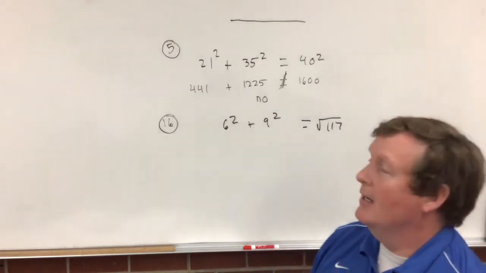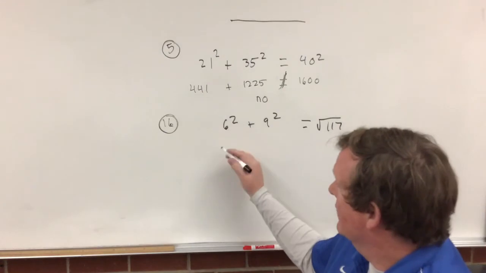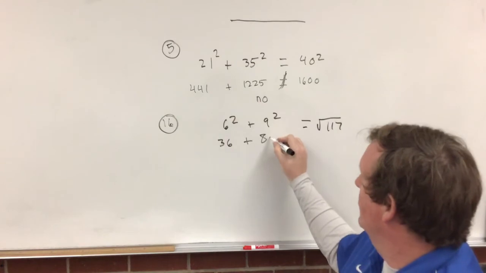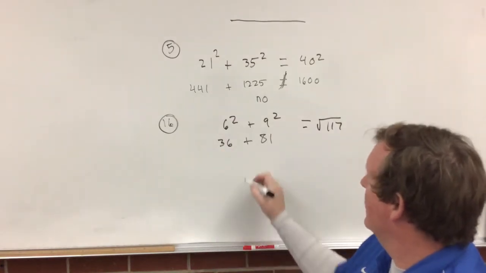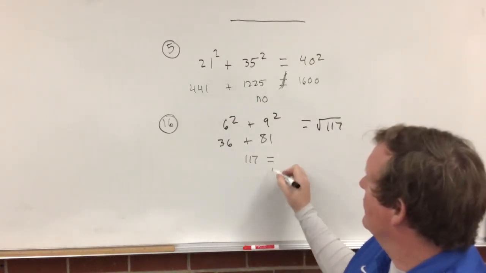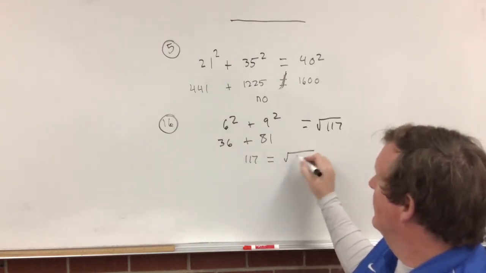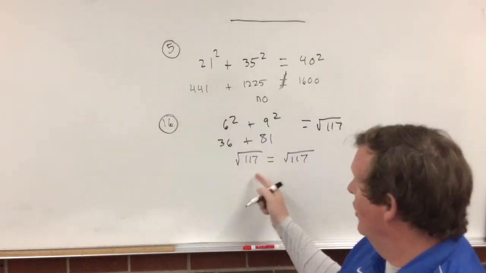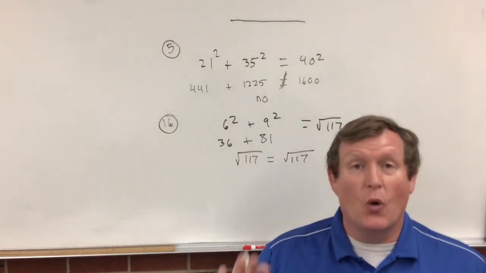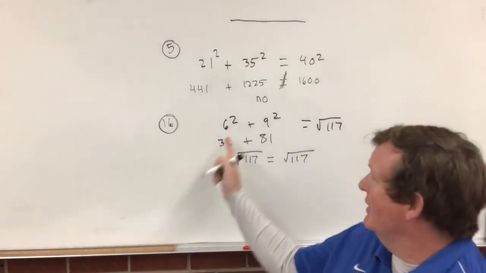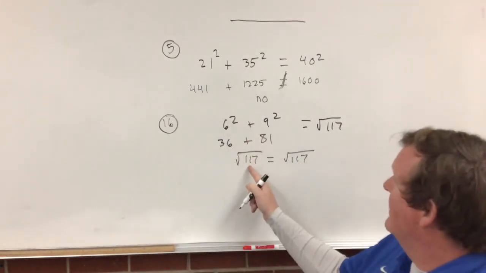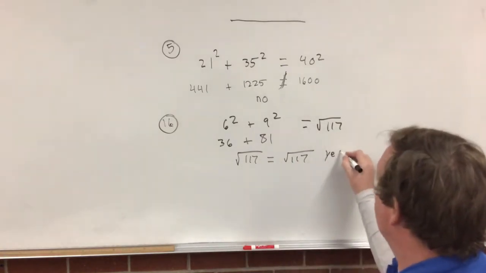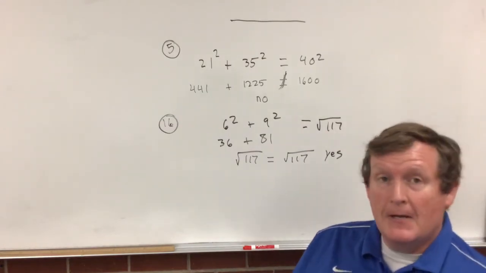Now, I'll show you the trick. Because 6 times 6, that's 36. 9 times 9, that's 81. When I add 36 plus 81, I get 117. And so in this situation, square root of 117 would equal the square root of 117. So this is a yes. So anytime when you do these 2 parts and this number equals the one under the square root, then yes, this is a right triangle. So we put a yes next to the answer. It's that simple.